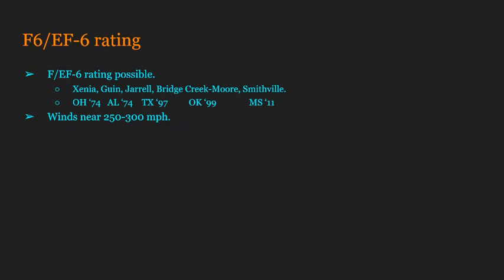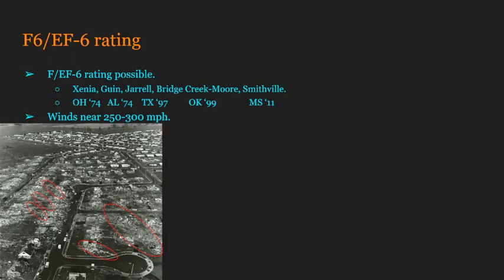So again, the same tornadoes as examples for the 6 rating. These would be winds near 250 to 300 miles per hour. Could possibly downgrade that minimum wind speed to 230, 225. But my point still stands. These would be the most powerful tornadoes on the planet.